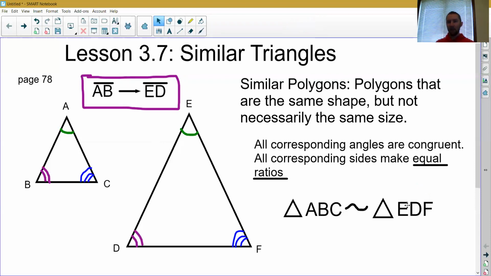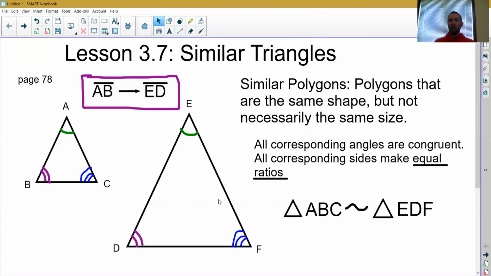triangle EDF, okay? And from that similarity statement, we know 3 pairs of congruent angles. We also know that from the picture, right? Angle A is congruent to E, angle B is congruent to D, angle C is congruent to angle F. And then we know 3 pairs of corresponding sides, okay? AB corresponds to ED, AC would correspond to EF, and then BC corresponds to DF, okay?